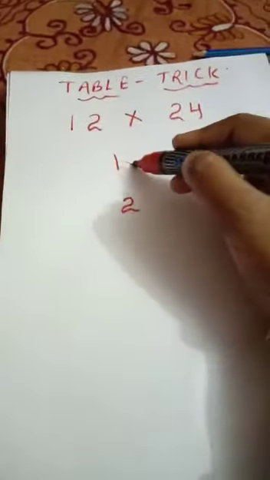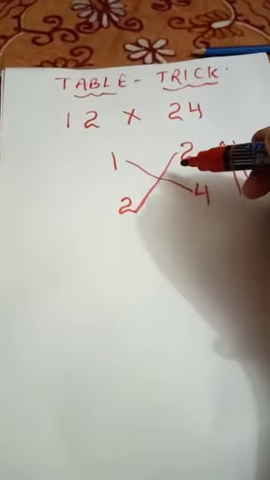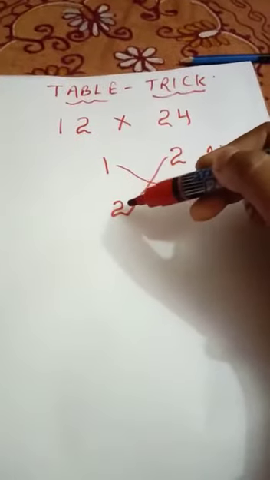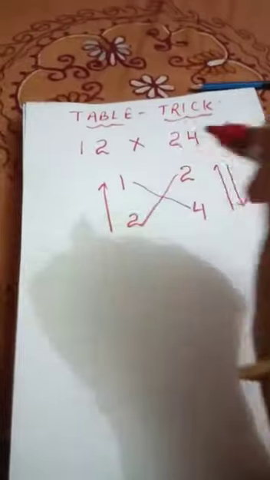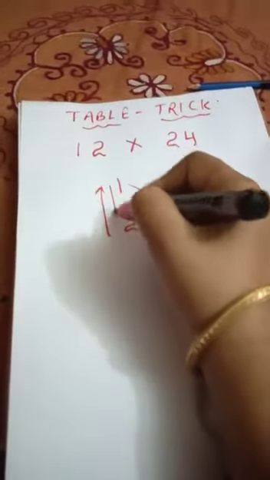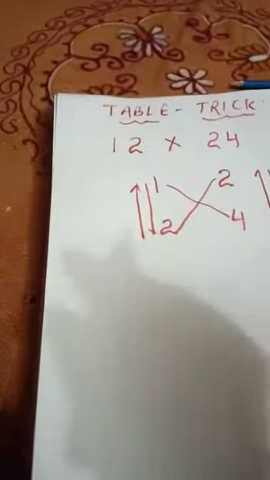Now the second step, cross multiplication. You multiply 1 with 4 and then add the multiplication of 2 with 2. This is the second step. And the third step is you will multiply this 1 with 2 or 2 with 1. Okay, now let's start to do the multiplication.